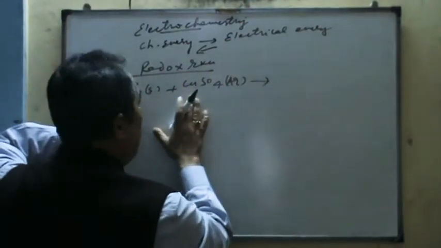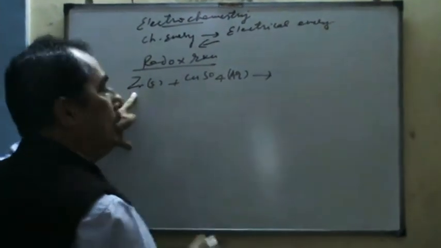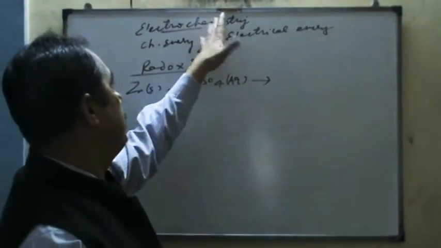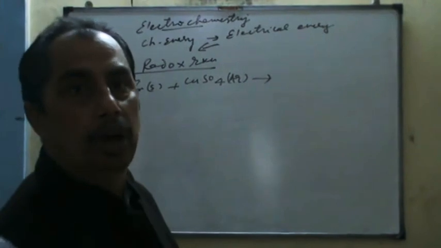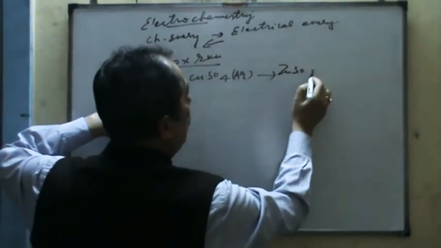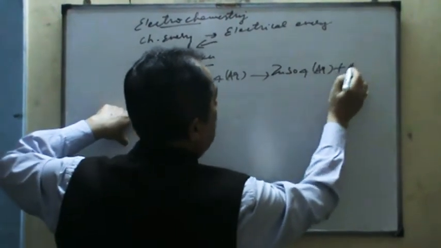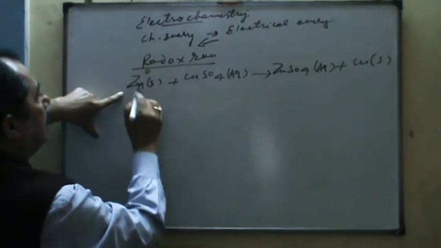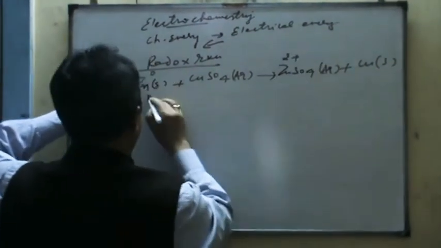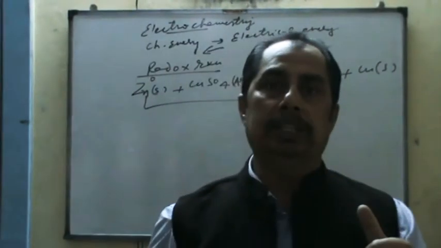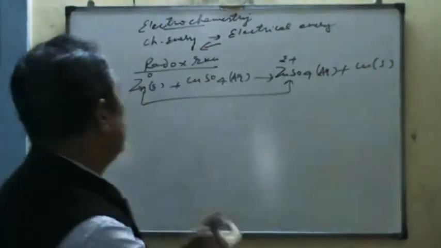So here my purpose is to make you well aware of which is oxidized and which is reduced, because electrochemistry is very much based on the concept of redox reaction. Dear students, ZnSO4 aqueous plus copper solid. Zinc is in the zero state and here it is +2. What is this? Anybody tell me? 0 to +2 is an increase in oxidation number. You know it very well.